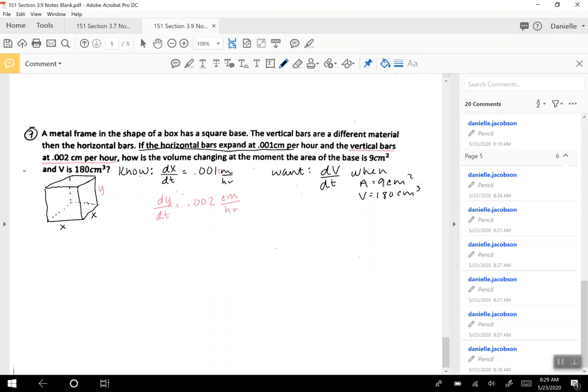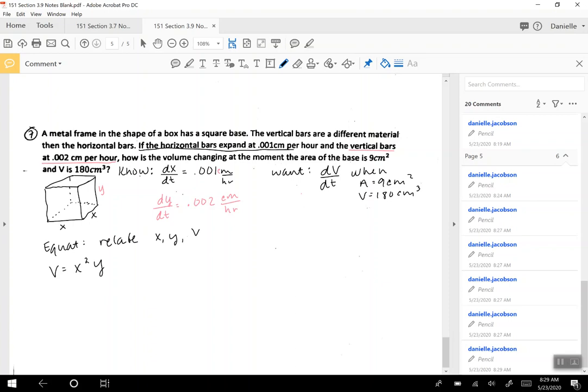Okay, so we know we have x, we have the volume, and we have y. So we need an equation to relate x, y, and V. Well, an equation that we can use for that would of course be the volume of a box. You could call it a cube, but either way we'd have V equals x squared times y, because the volume of the shape is given by length times width times height. So x times x is x squared, and then our height is y, so x squared times y.